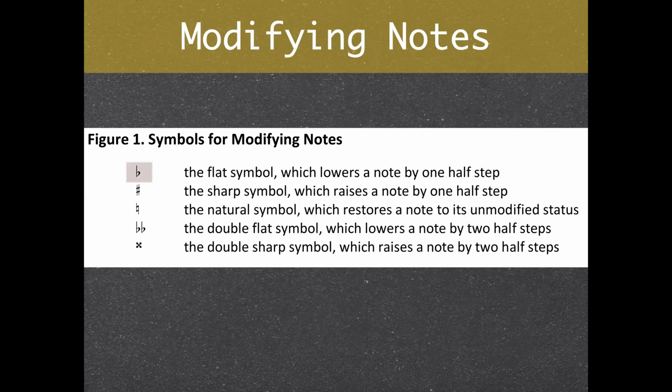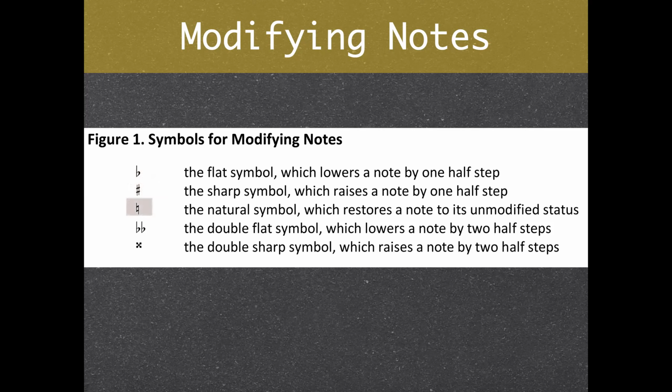The first is the flat symbol. That lowers a note by a half step. And a half step is just the space between two contiguous notes on the keyboard. So for example, this is D. D flat is here, the black note right beneath the D. Similarly, we have the sharp symbol, which raises a note by a half step. Again, here's D, and if you slide your finger up to the black note just above it, that would be D sharp.